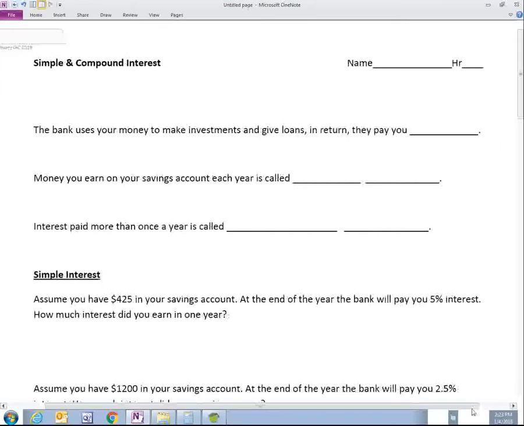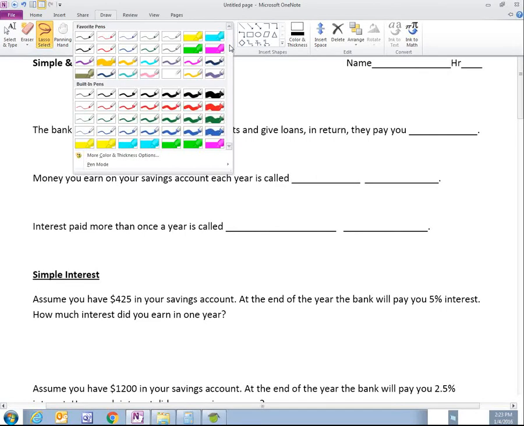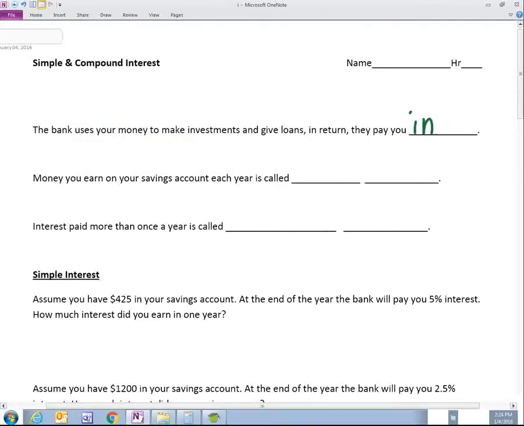All right. Simple and compound interest. The bank uses your money to make investments and give loans, and in return they pay you interest. So what happens is this. If I put $200 into a bank, and one of you came to that bank and said, I need a loan for $50, please, they're actually using money that came from me and other people that are storing their money there. And the way that the banks say thank you for that is they give interest.